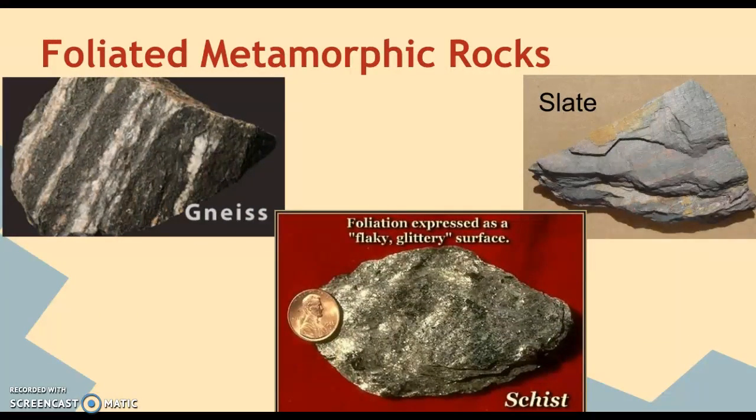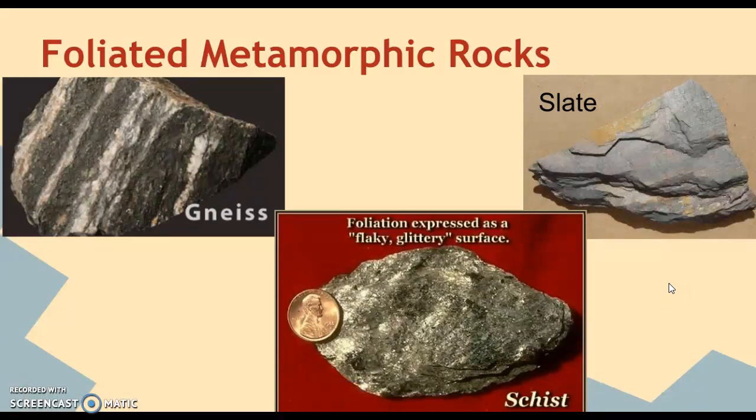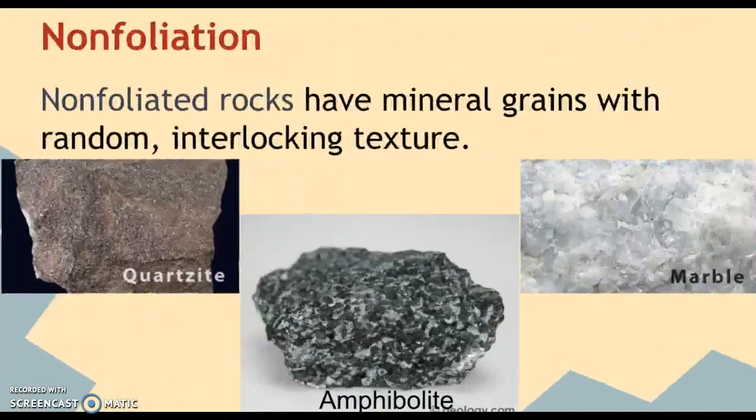Foliated metamorphic rock examples. So here you have gneiss, slate, and schist. And you can see here that they have these layers and they're different colors because there's two different types of rocks and minerals combining together for gneiss. For slate, it has these different layers that you could actually sometimes even peel off. And same with schist. Looking towards the bottom of this picture, you can see the different types of layers. And this one also has a flaky, glittery surface as well.